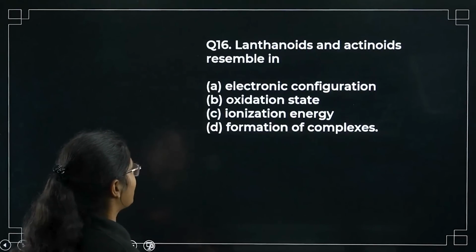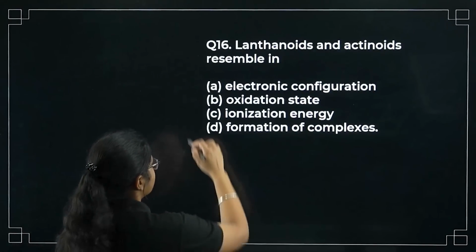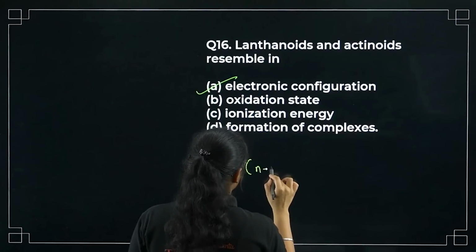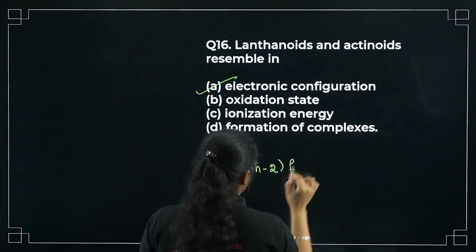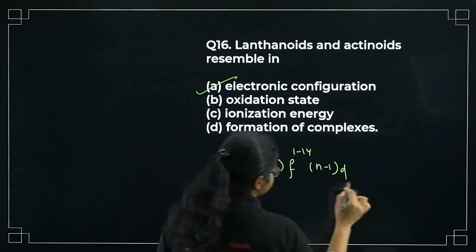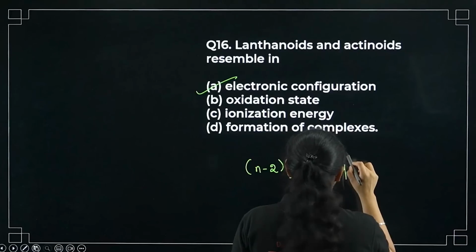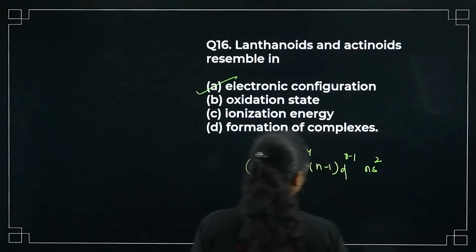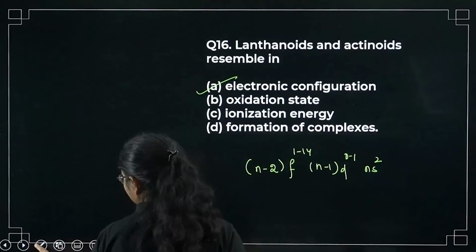Next, lanthanoids and actinoids resemble in the electronic configuration. You know, both of them have the electronic configuration (n-2)f 1 to 14, (n-1)d 0 to 1 and ns2. They both have this similar configuration.